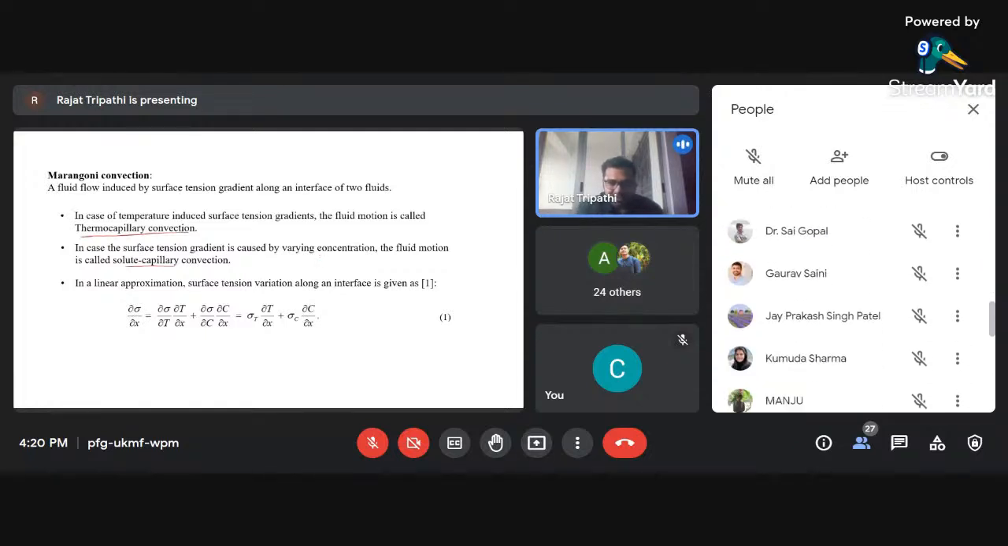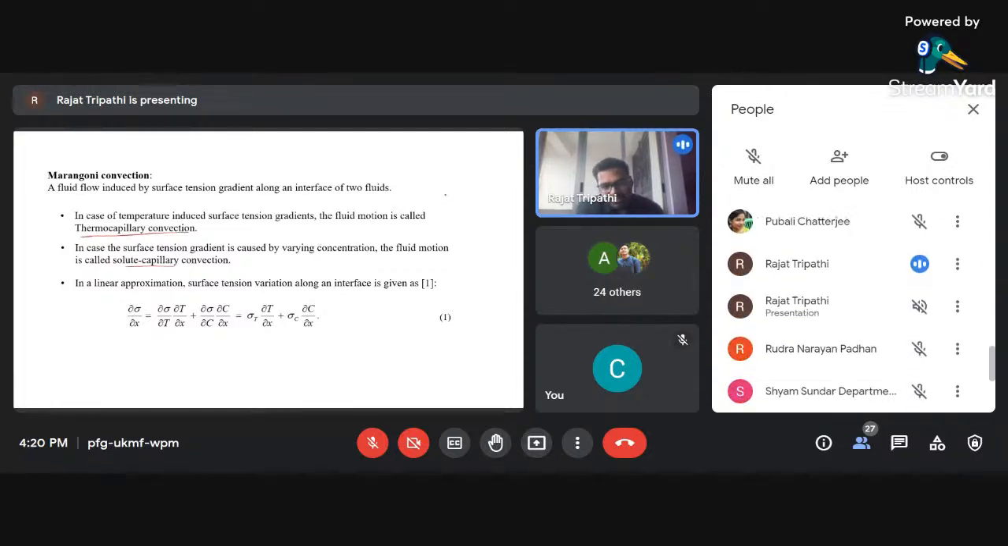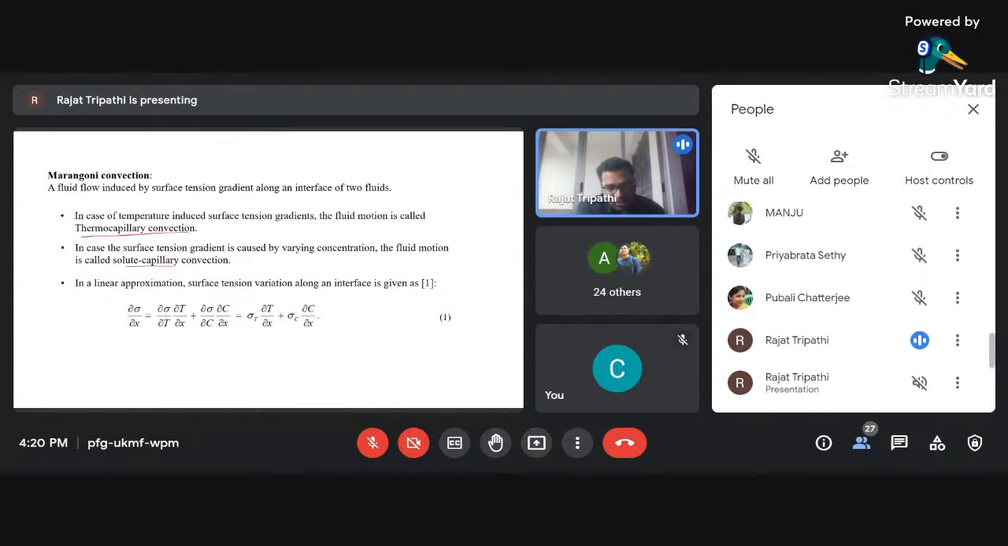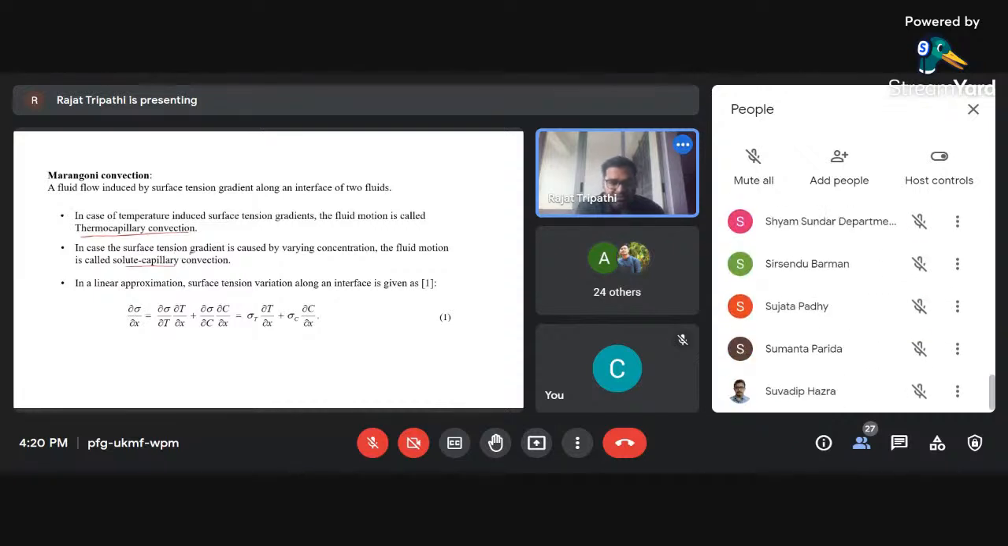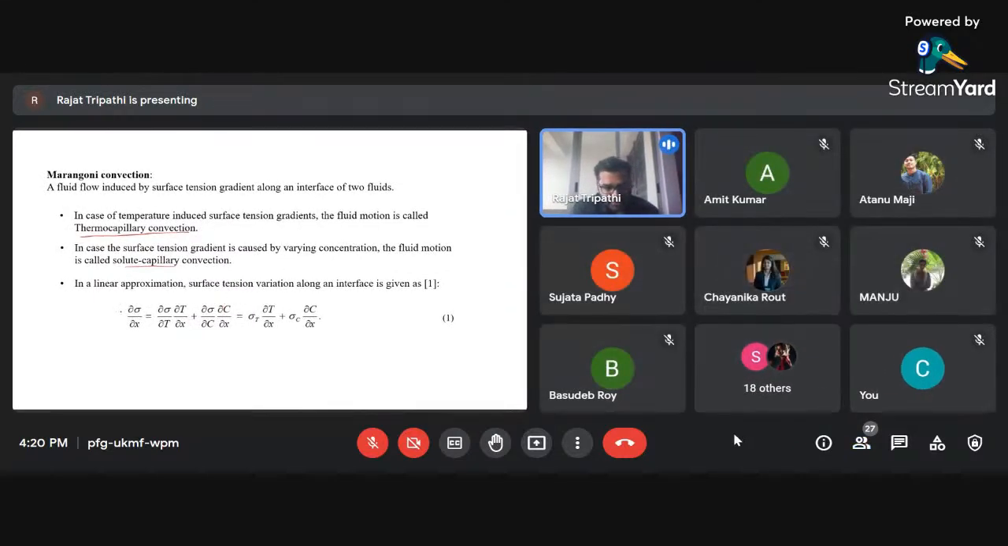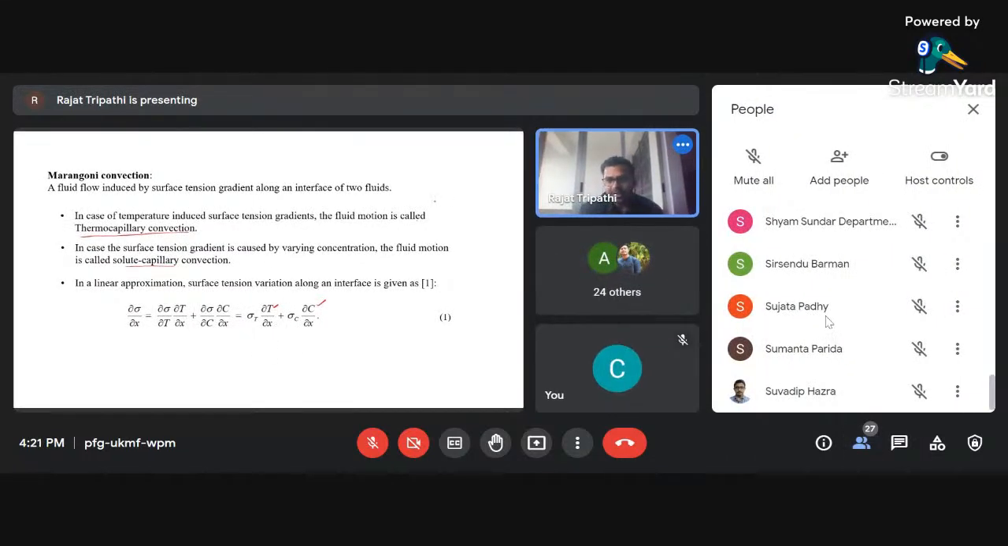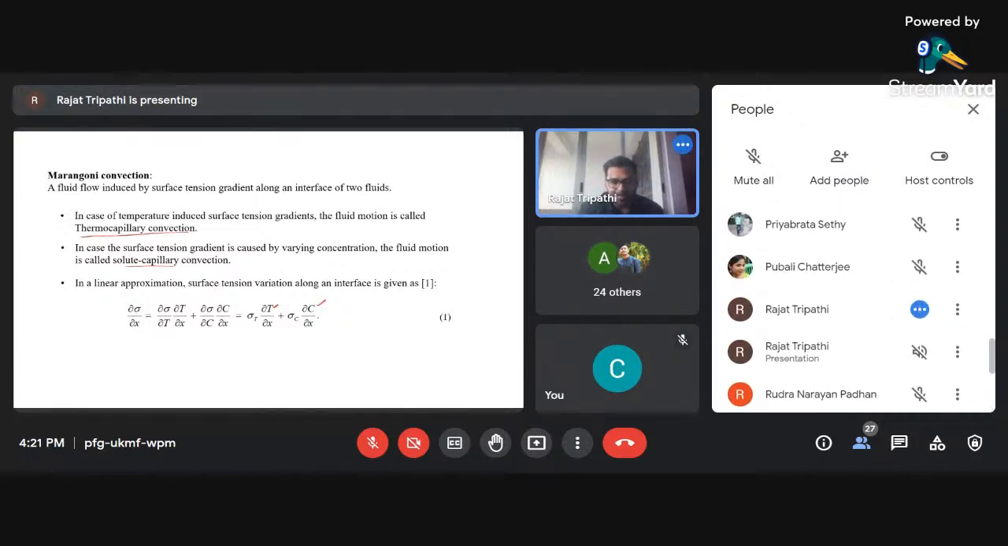Okay. And we can think of a situation where the surface tension varies not just due to one thing, that is temperature or concentration, but it is being changed simultaneously by temperature and concentration. In that case, we can derive the gradient in surface tension by this relation. Okay, so here we see that surface tension can be changed either by changing temperature or concentration, and such kind of Marangoni convection is known as thermosolutal Marangoni convection. Okay, so there are total three kinds of Marangoni convection.